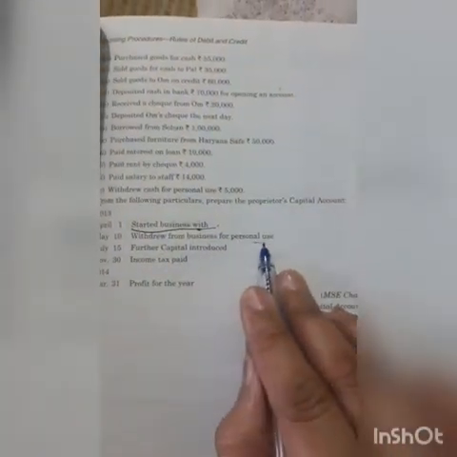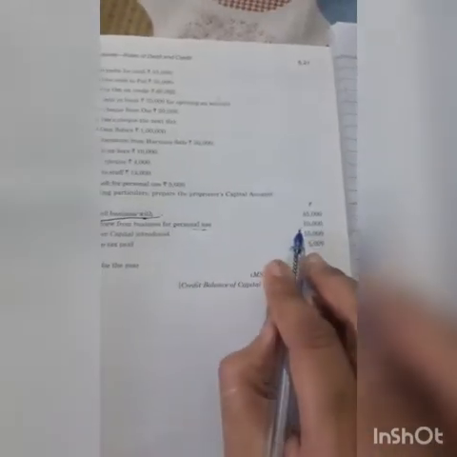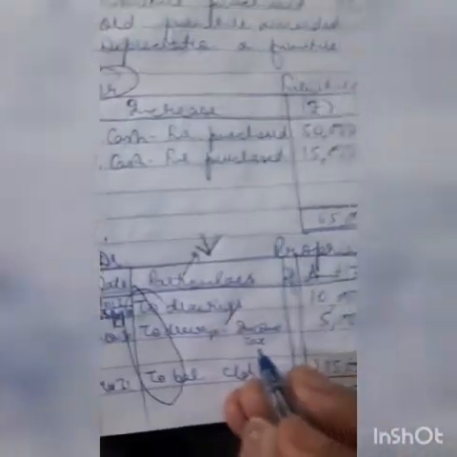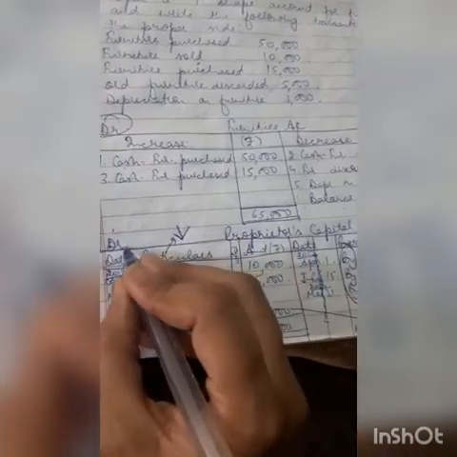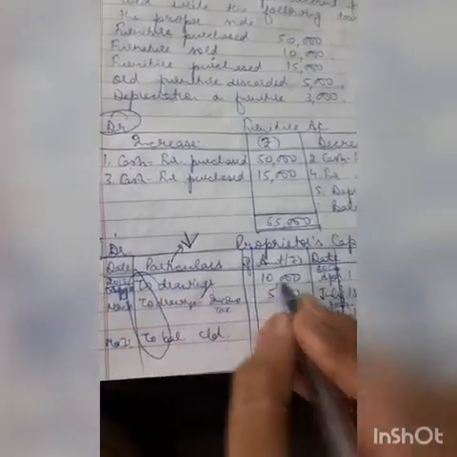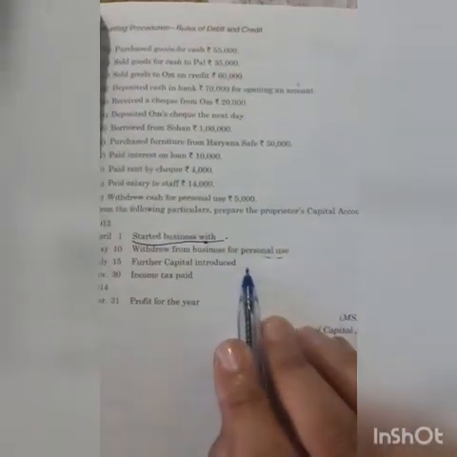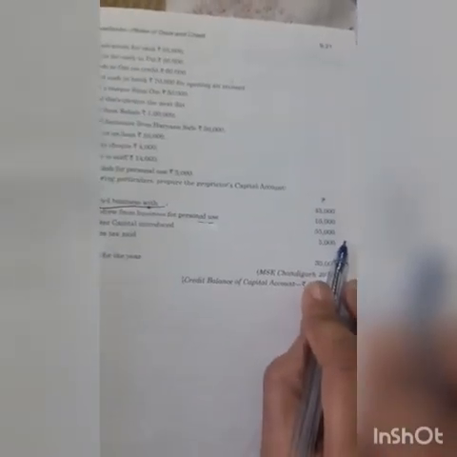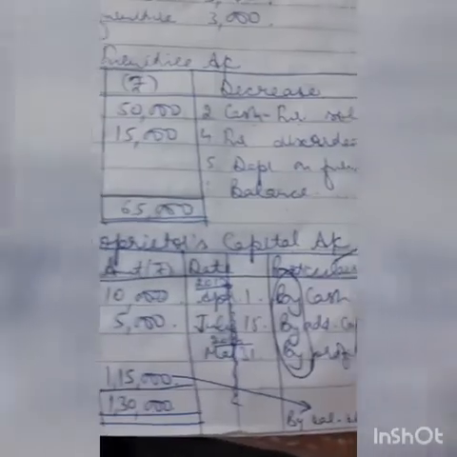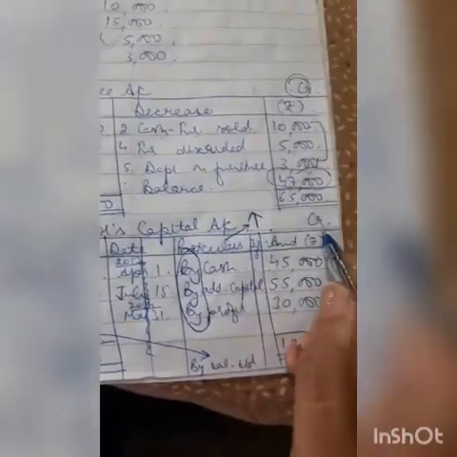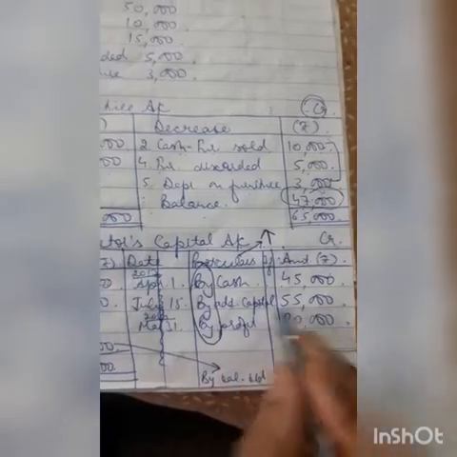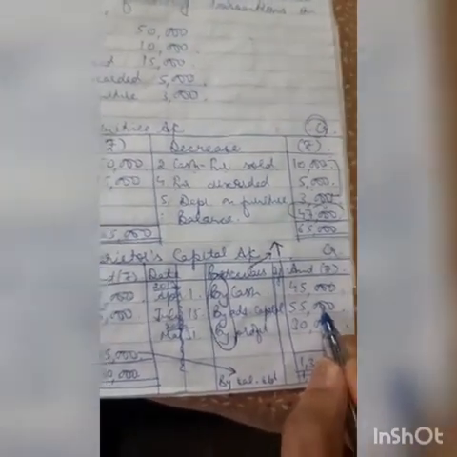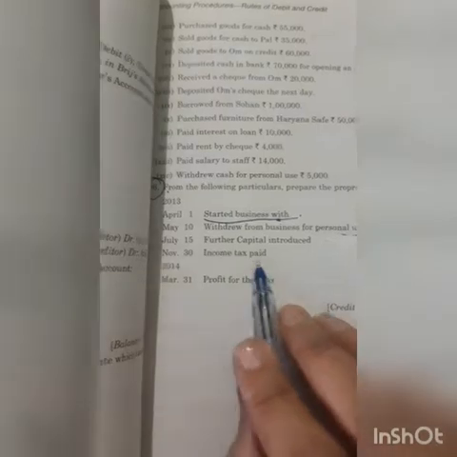Next, withdrew from business for personal use means it is drawings for 10,000. Students, drawings will reduce the capital, so if it is reduced, it will be shown on the debit side to drawings 10,000. Next, further capital introduced. The owner is bringing in more capital for rupees 55,000. So capital is again increased. So we know increase will be shown on the credit side by additional capital 55,000.